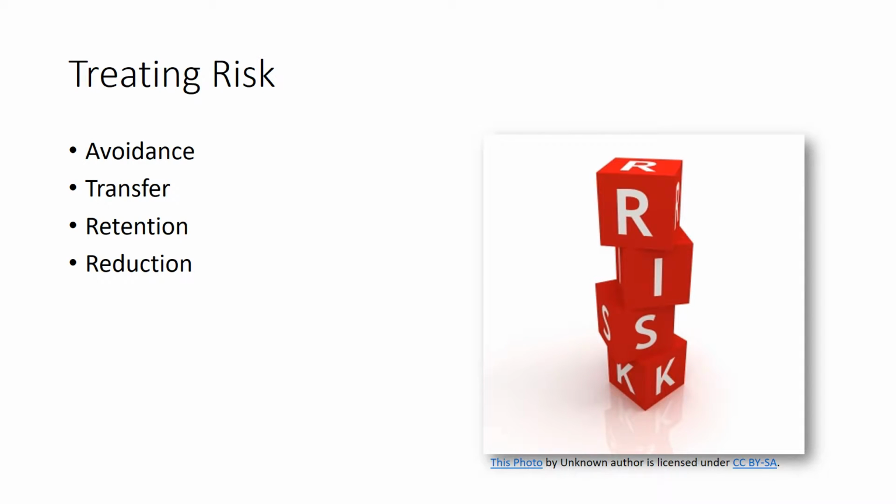There are 4 different ways to treat risks. The first, avoidance. Basically, you eliminate the risk by eliminating the program, facility, or service that gives rise to a potential risk. So perhaps it's you don't want to deal with people drowning in your pool, so as a facility, you decide you're going to close the pool.